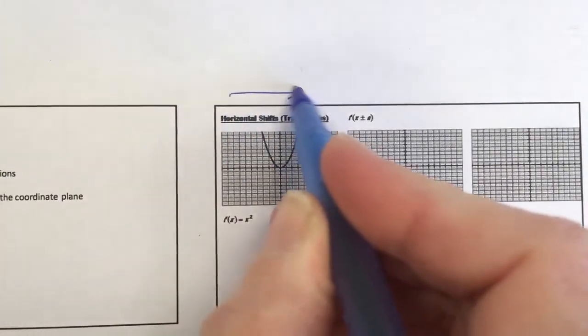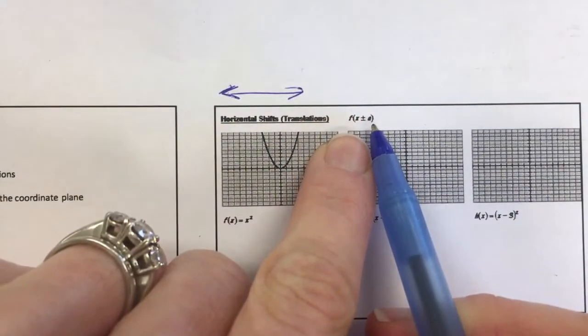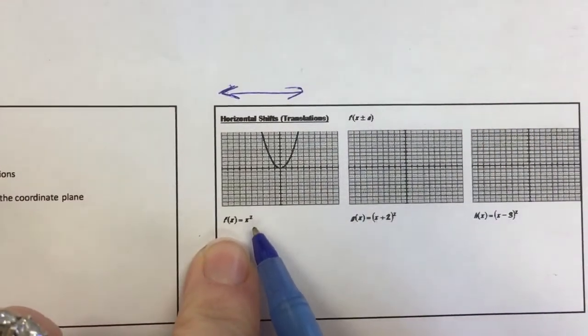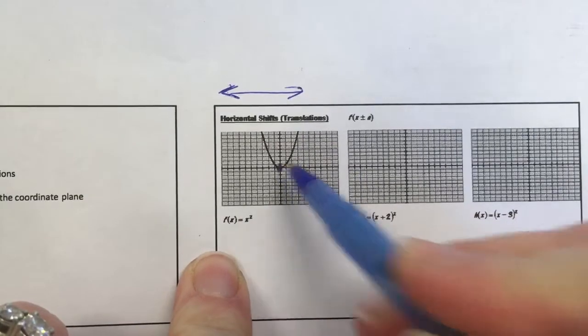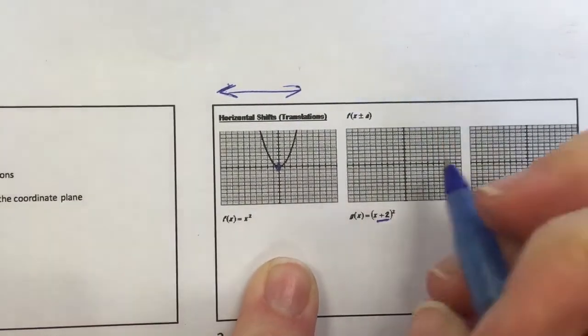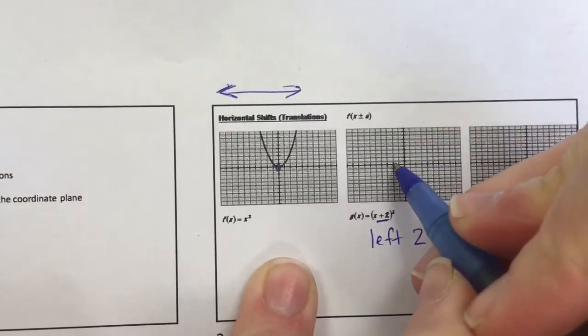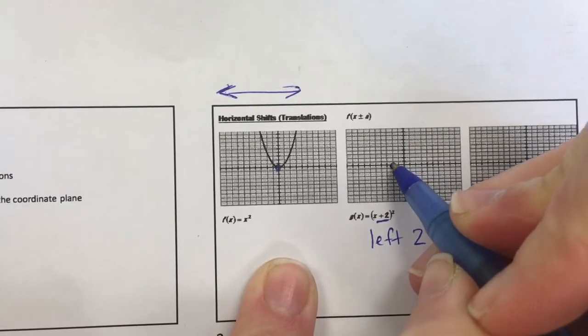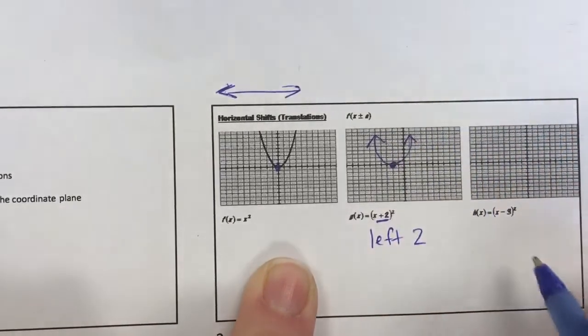Remember, horizontal goes left to right. That is if the number is in the parentheses. And so here's your first function, f of x equals x squared, which is a parabola going through 0, 0. If you add 2 to x inside the parentheses, it actually moves it left 2. It does the opposite. So you start at 0, 0, go left 2, and then you have your parabola.